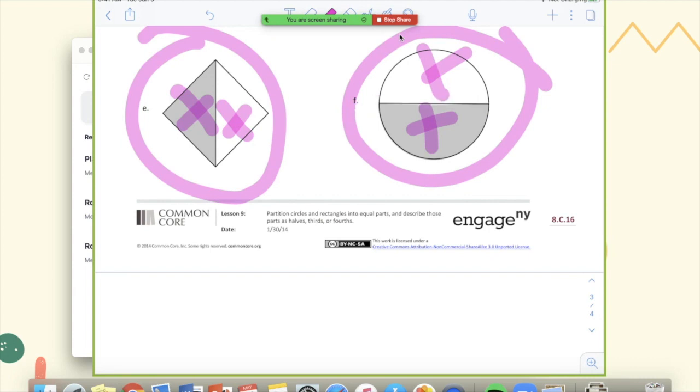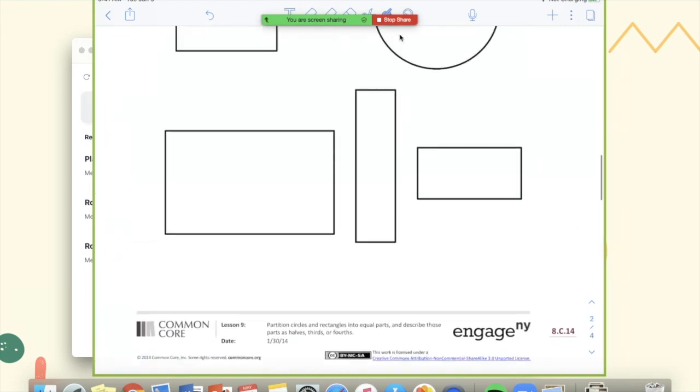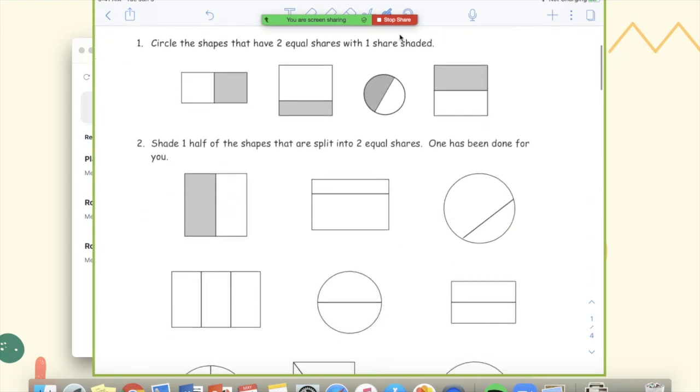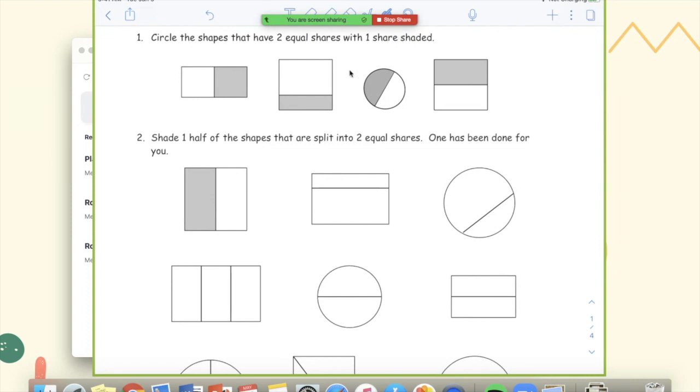Okay. Now I'm going to show you what you're going to be doing today. This is just an example, not the exact problems, okay? But I want you to look at them. So take a look at number 1. Circle the shapes that have 2 equal shares with 1 share shaded. So remember, this word shares just means parts. So shares is the same word as parts. So when you see that, it basically means 2 equal parts or 2 equal shares. Same thing, okay? So circle the shapes that have 2 equal shares or parts with 1 share shaded.